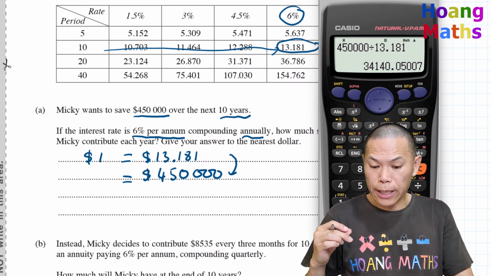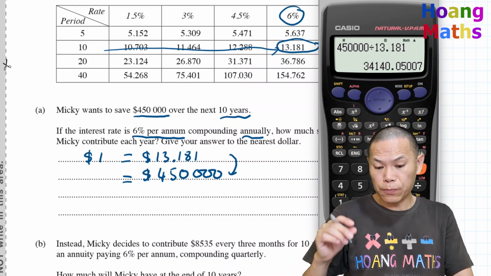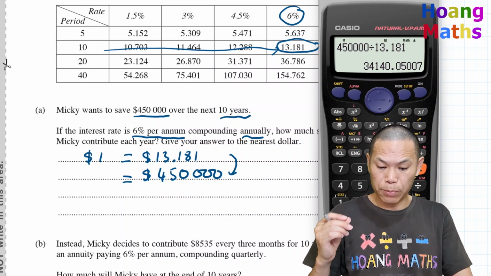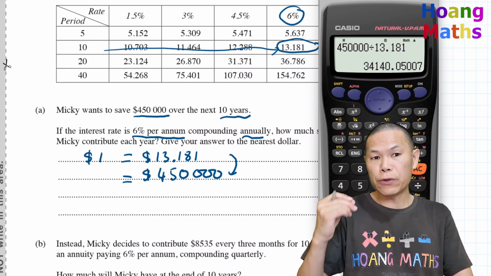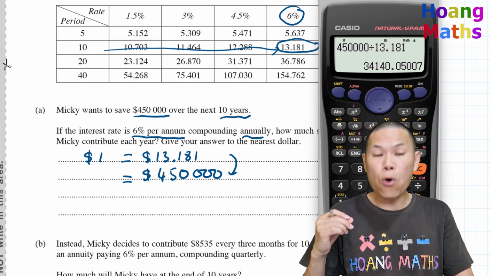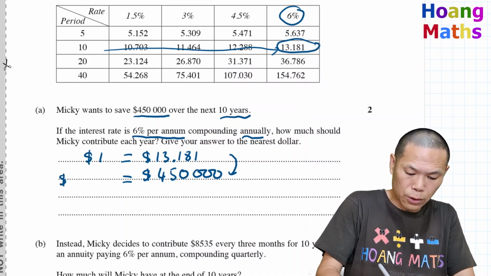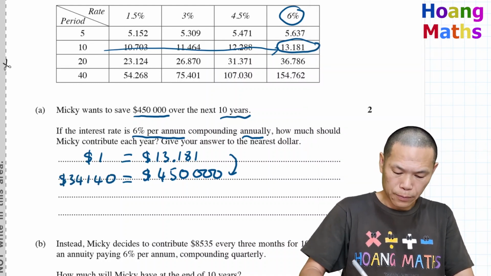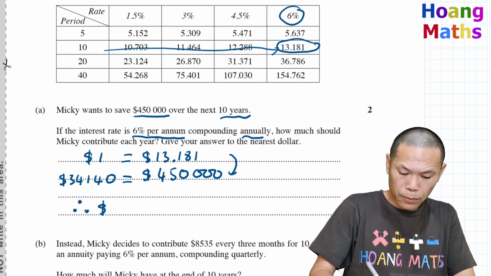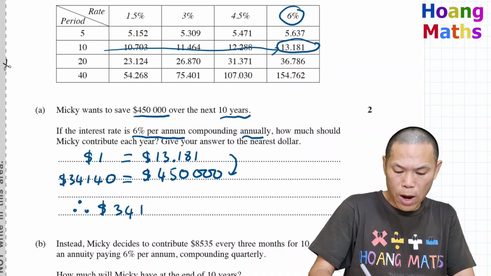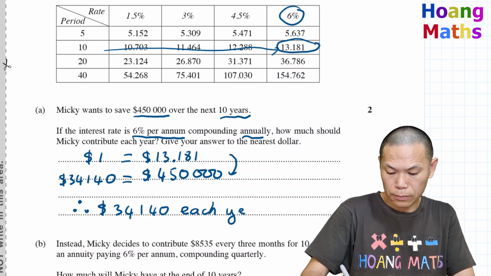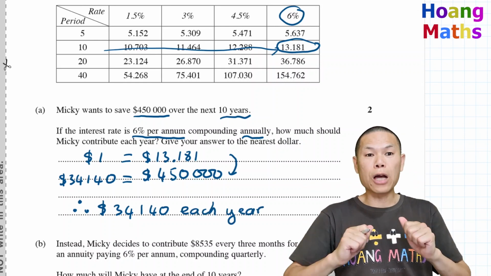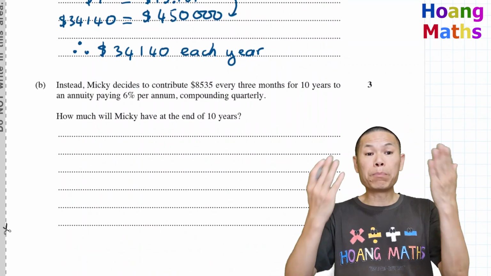So there you go. The answer is 34,140, because we round up to the nearest dollar. So therefore, $34,140 each year. There you go.